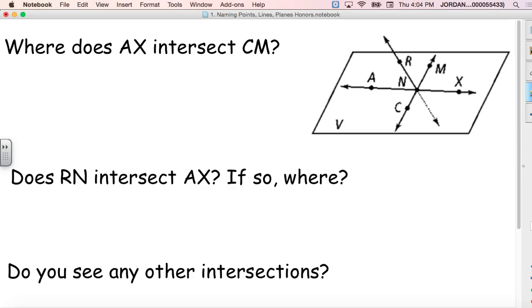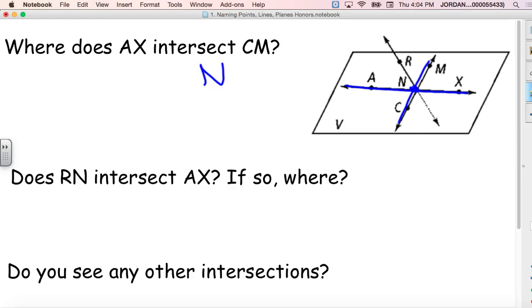So right here on this plane, we've got some points and lines on this plane V. Where does AX intersect CM? So we're looking at the line AX and the line CM, and we can see that they intersect at the point N. Okay, so they intersect at a point. Two lines will intersect at one point. Anytime two lines cross, it's one point that they're going to cross at. Okay, so we're just going to name the point. Remember, you name a point with one letter, N.